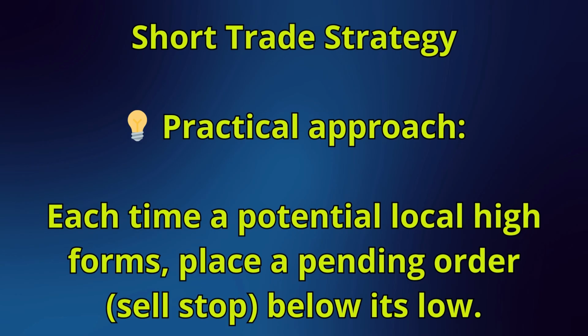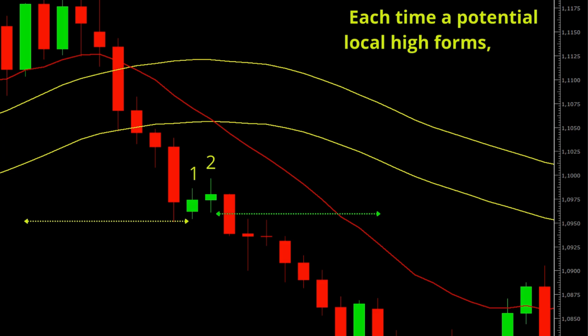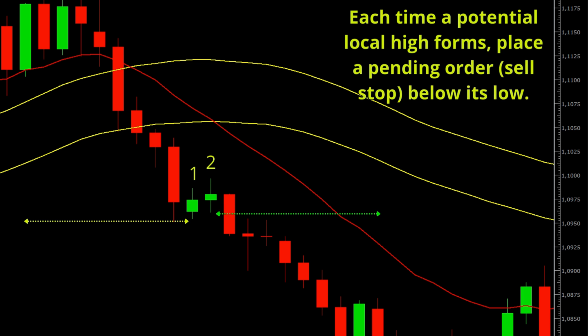Each time a potential local high forms, we place a pending sell stop order just below its low. Here we see a local high marked as 1. We'd place a sell stop below it. Then a new higher local high forms, marked 2. We simply cancel the first order and place a new sell stop below candle 2. This ensures we only enter when the downtrend resumes.